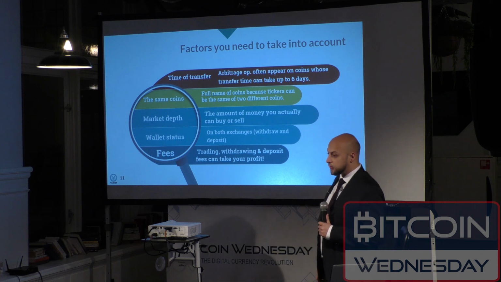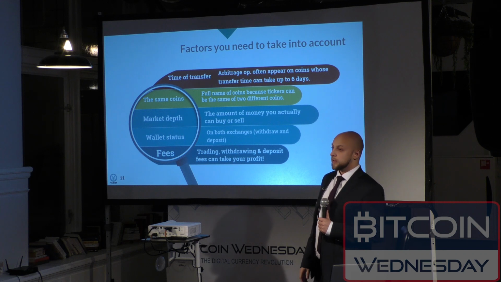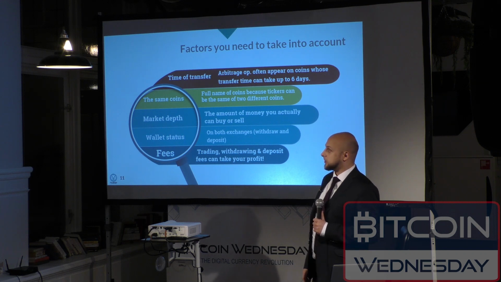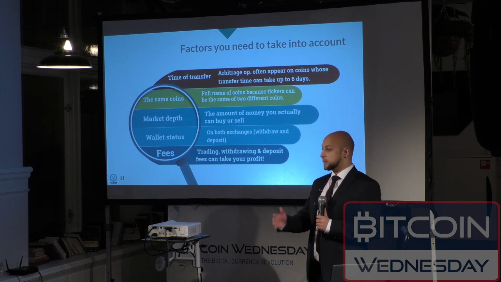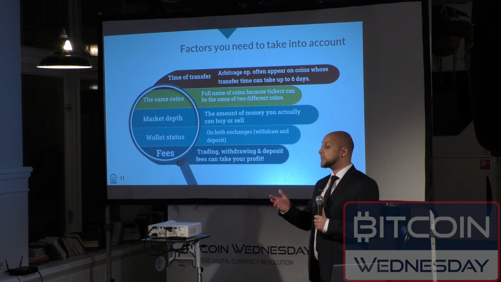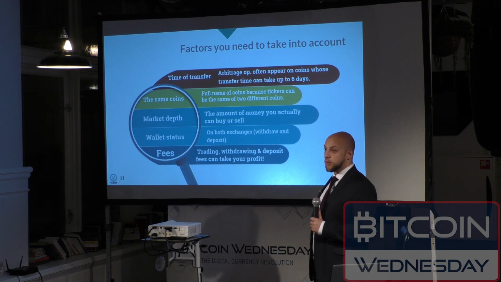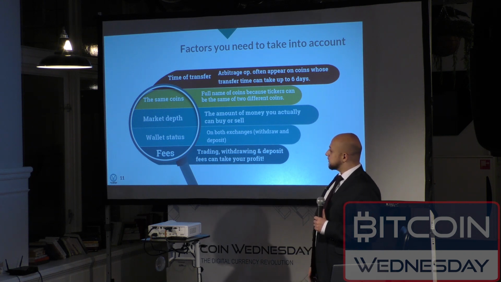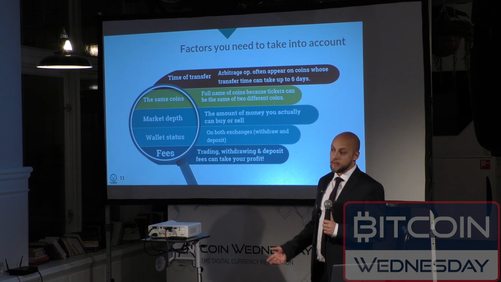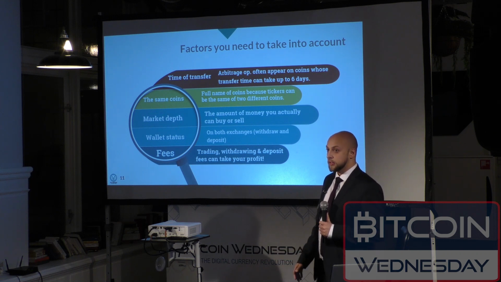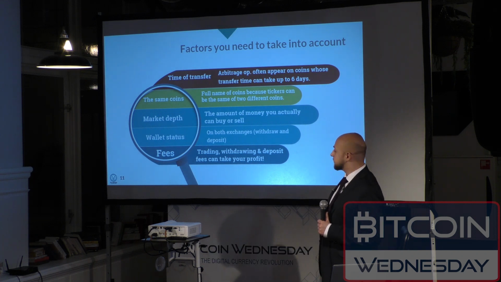As you probably know, there are a lot of coins on the market, and not all are fast. So there can be coins where the transfer lasts even 6 days. So it's pointless, even if there is a price difference like 100% and you can make 100% on just one transaction, you should consider if you want to freeze your funds for 6 days, because the price can change in this time. So you should take a look at the time of transfer.